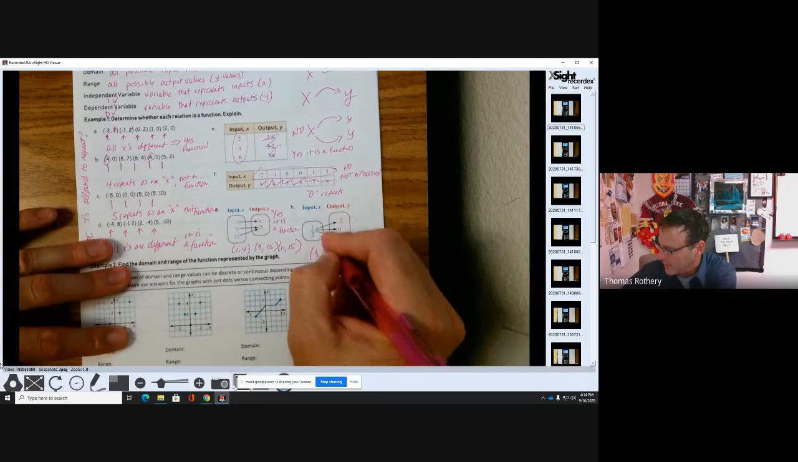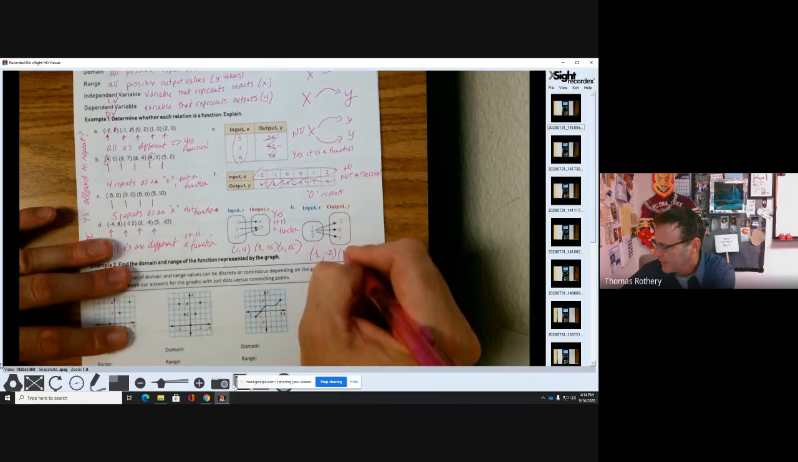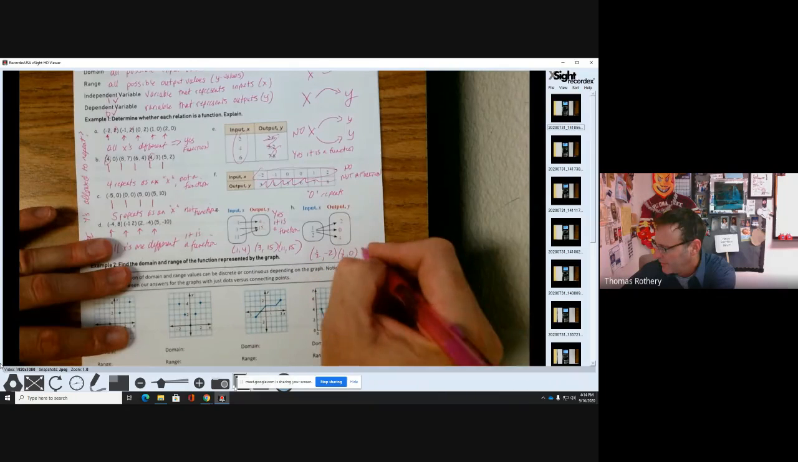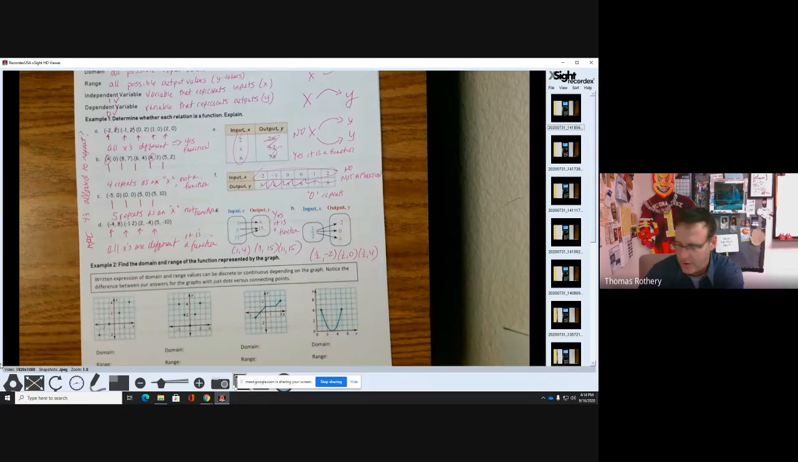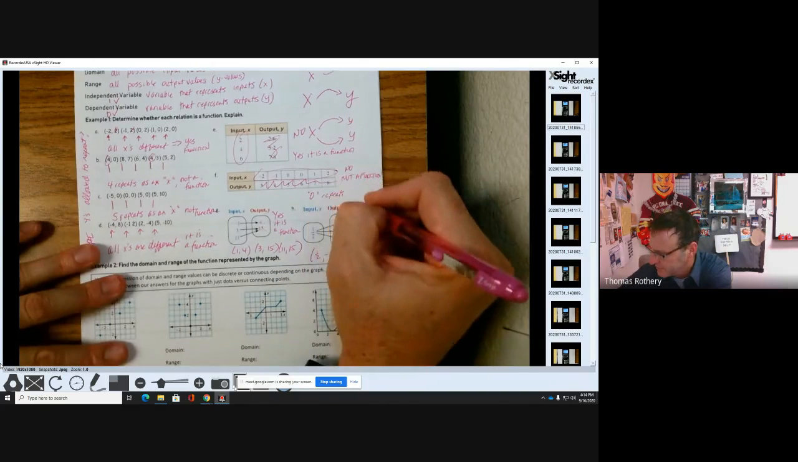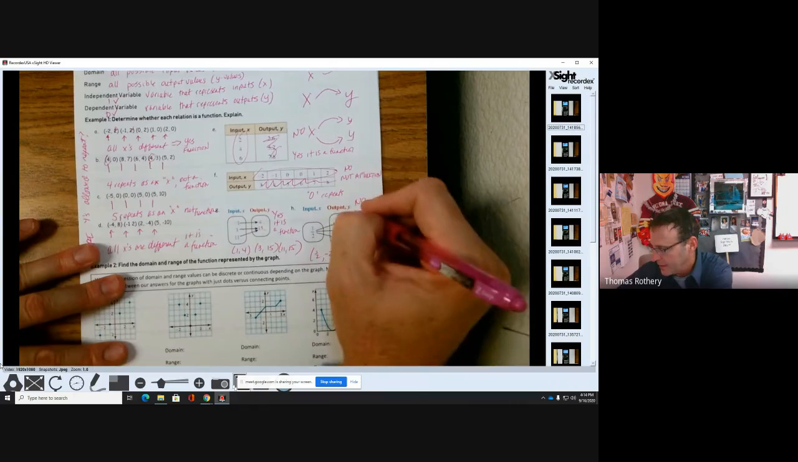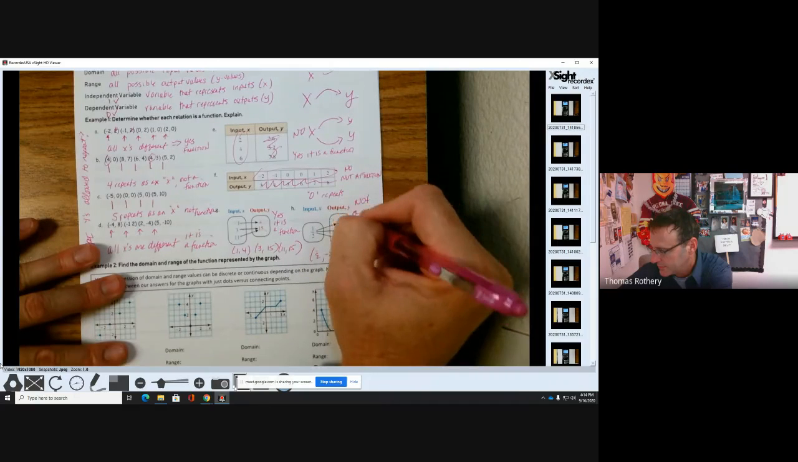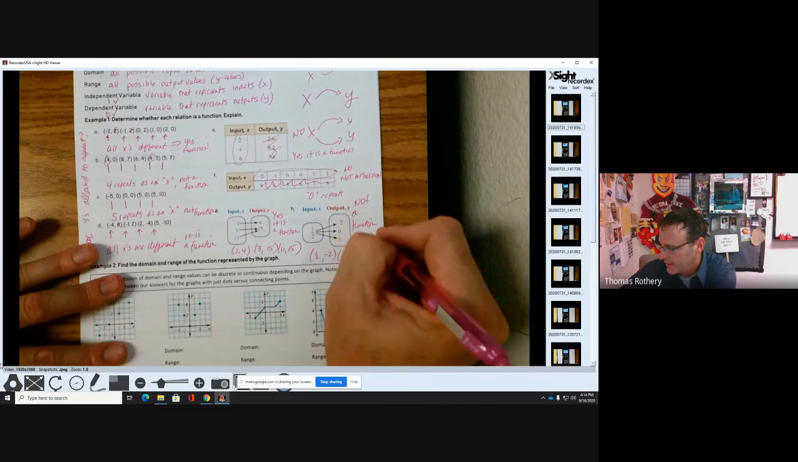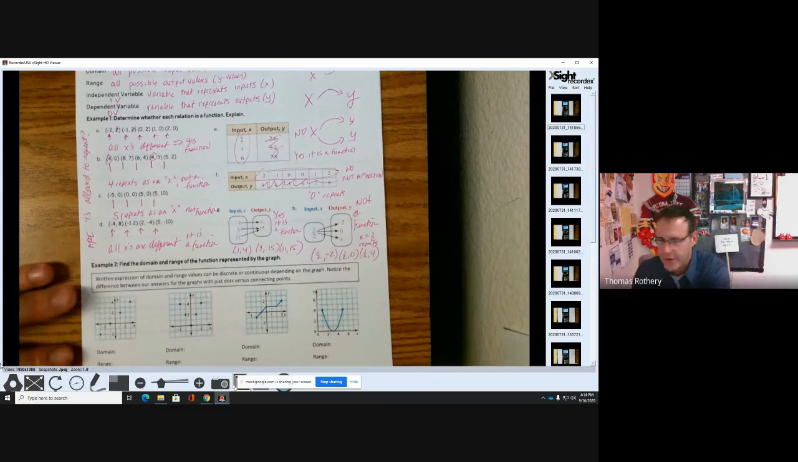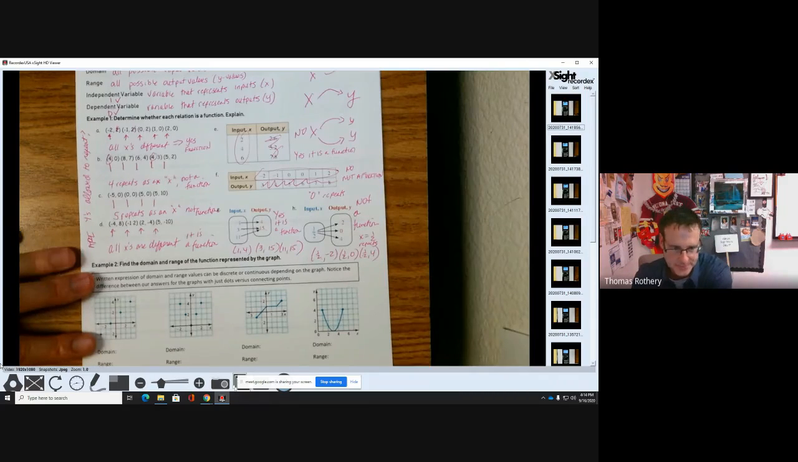If I were to do this one, I've got 1/2 and -2, 1/2 and 0, and 1/2 and 4. And again, are all the x's different? No. All the x's aren't different. It's not a function, because x equals 1/2 repeats. Okay, all right, hopefully we are doing good.